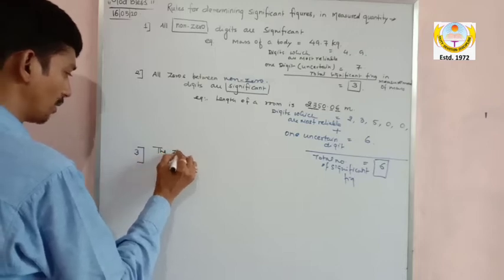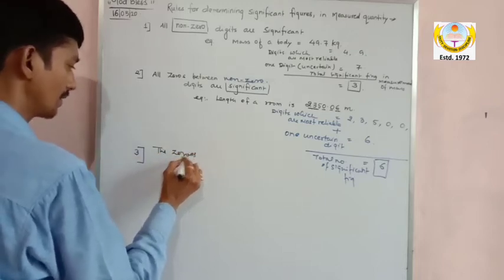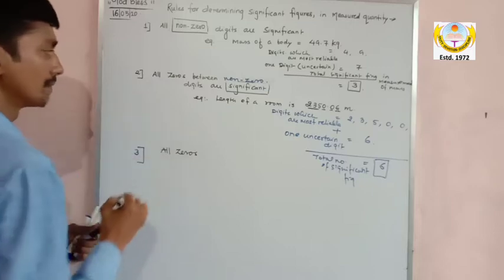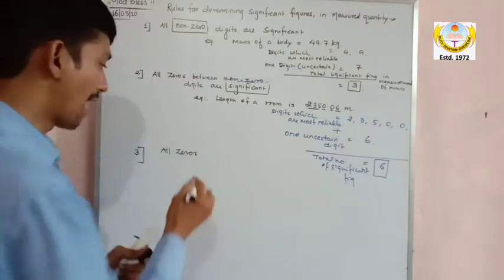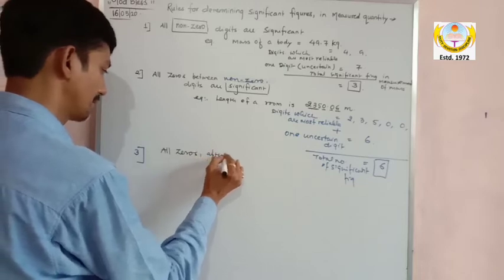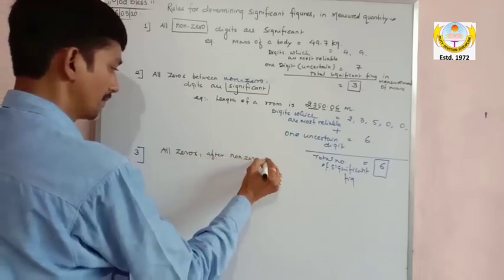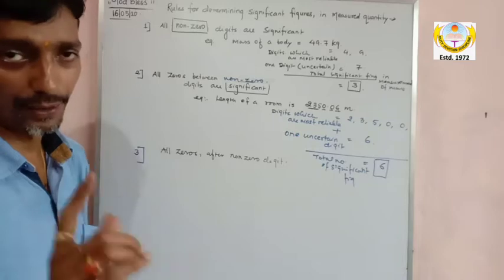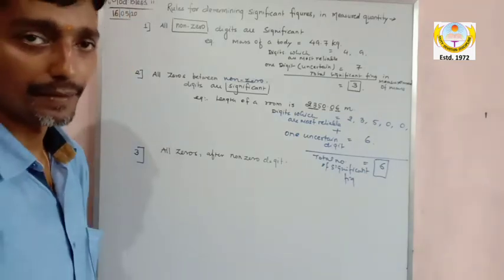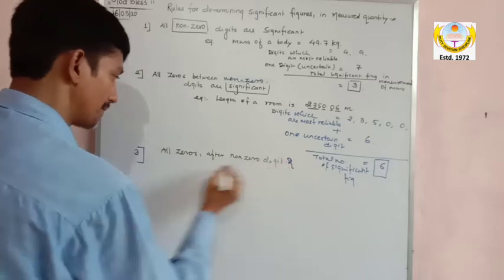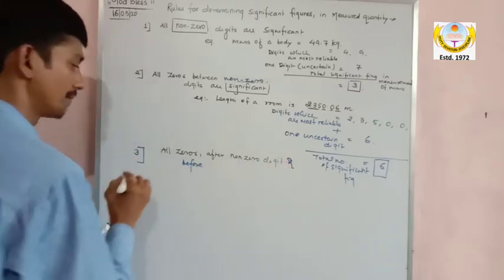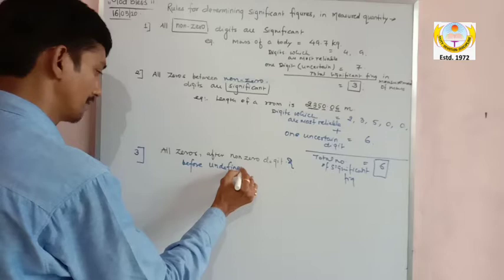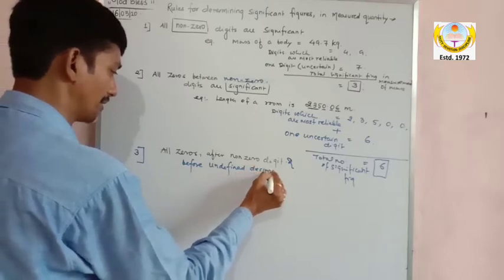All zeros after a non-zero digit and before an undefined decimal. I will tell you the meaning of this. This is beautiful language.